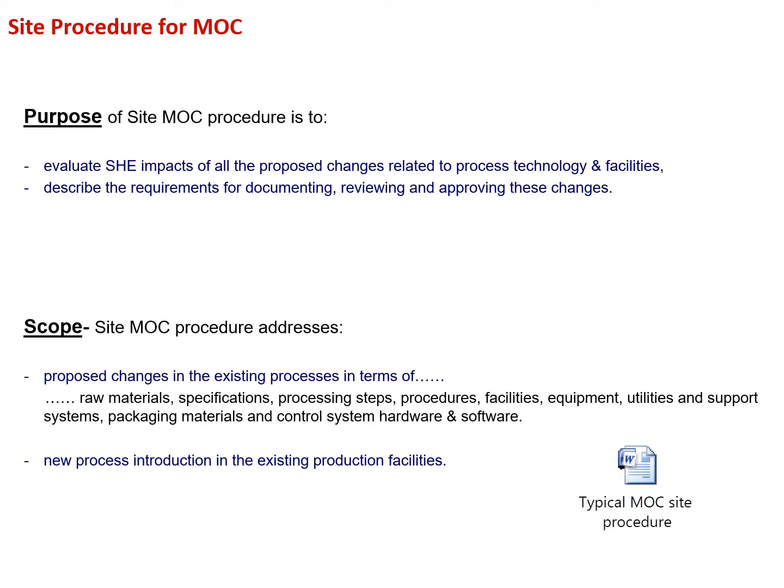And what is the scope of the MOC procedure? What should it address? It should address proposed changes in the existing process in terms of raw material specifications or equipment specifications, processing steps, procedures, facilities, equipment, utilities and support systems, packaging materials, and control system hardware and software. Even if any DCS operation changes are there, that should be documented. And new process introduction in the existing production facilities.